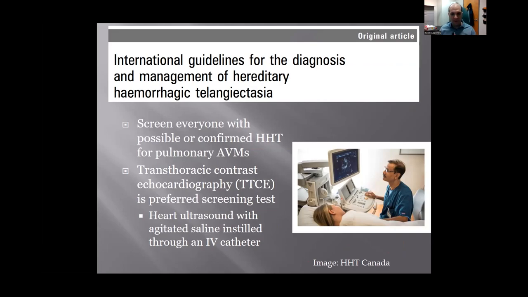We have guidelines on how to screen and how to detect and manage pulmonary AVMs. With those guidelines, we know that for everyone with possible HHT or confirmed HHT, the medical recommendation would be to be screened to look for pulmonary AVMs. Transthoracic contrast echocardiography is the preferred screening test. On the right here, we have someone having an echocardiogram, an ultrasound of their heart, and with a contrast echocardiogram, an intravenous line is placed and bubbles are created by agitating some saline to create bubbles that are then instilled, and we look for those through the heart.